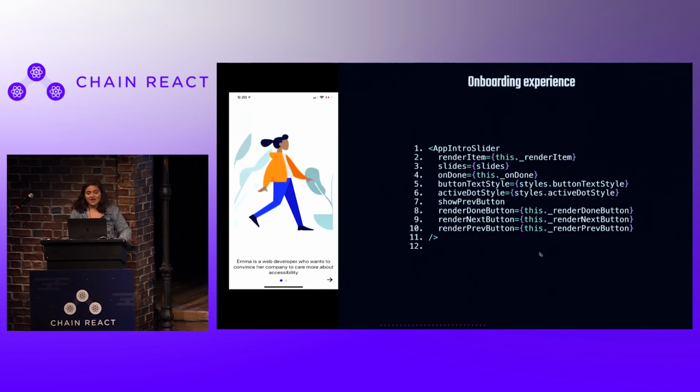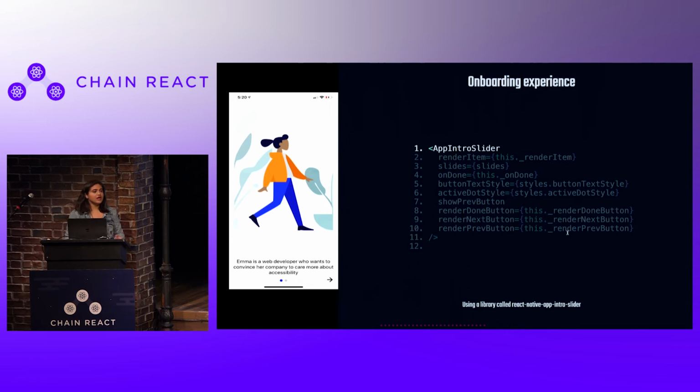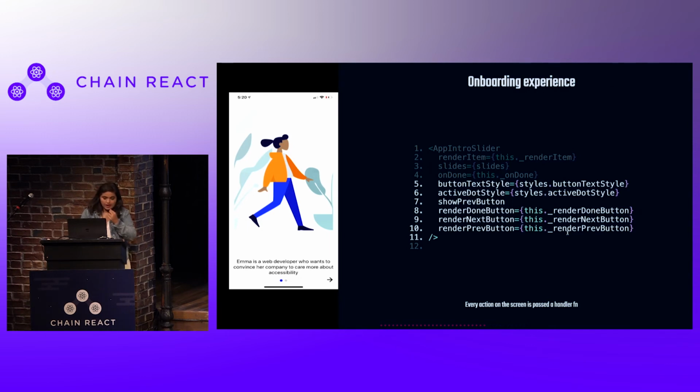Cool. Okay, so let's take a look at an example of how some of the code looks. On the left-hand side is the onboarding screen itself, and on the right-hand side is the code. I have essentially used a library called React Native App Intro Slider. And this is just a render item function handler that is going to render the items in the slider itself. It also takes in a slide object. And every action on the screen is passed as a handler. So as you can see, except the styles, like the render done button, render next button, and so on, this is just the setup.